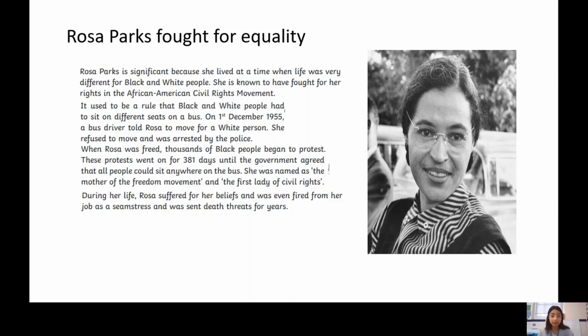Anyone can sit anywhere on the bus, and we see that ourselves. And that is the same on the train as well. She was named as the mother of the freedom movement and the first lady of civil rights. During her life, Rosa suffered for her beliefs and was even fired from her job as a seamstress and was sent death threats for years. So you can see she really suffered here just because she was fighting for equality, something that we're so lucky to have now. Whereas back in the day, they didn't have equality, and it was really, really hard for people. And it wasn't just inequality between race, it was between gender, age, disability, and you will see that now with some laws that have been passed to enable equality to happen.